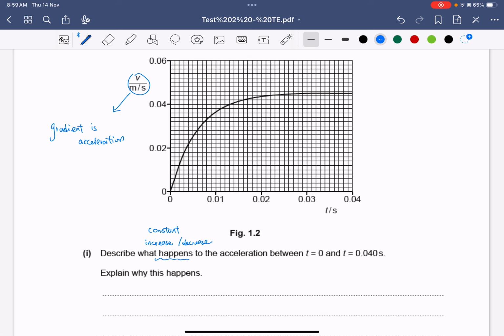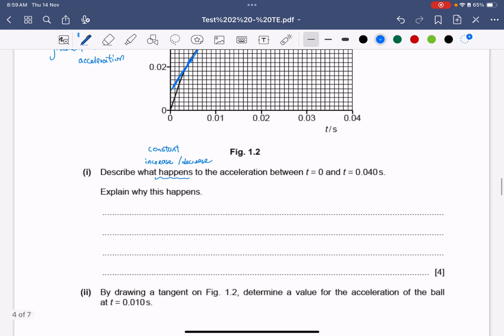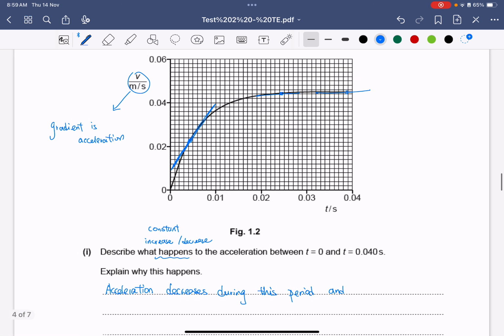So here you will see at first I got a gradient like this, which is quite large, quite steep. By the end, it decreased to 0. So therefore, we need to say the acceleration decreases during this time, and at the end, it decreases to 0.